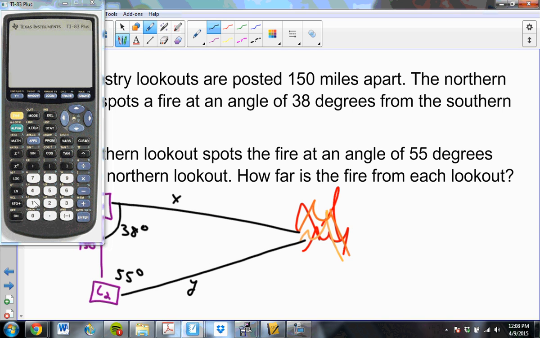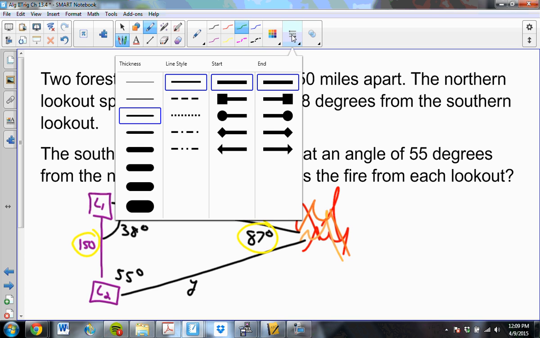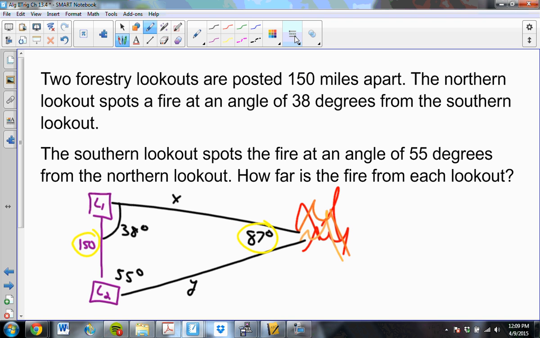If I do 180 minus 55 minus 38, that comes out to 87 degrees. So I know that this right here is 87 degrees. Now I have an angle side pair. I know that this angle and this side, since I have both of those values, I can do the law of sines. So I'll start by finding side x, the northern part.